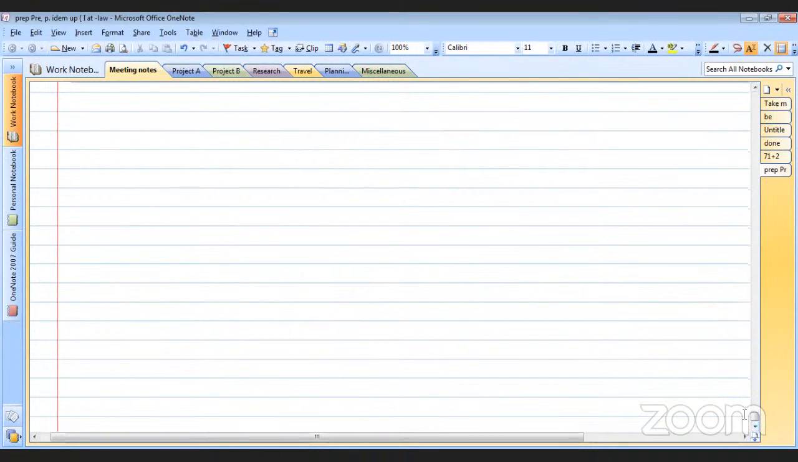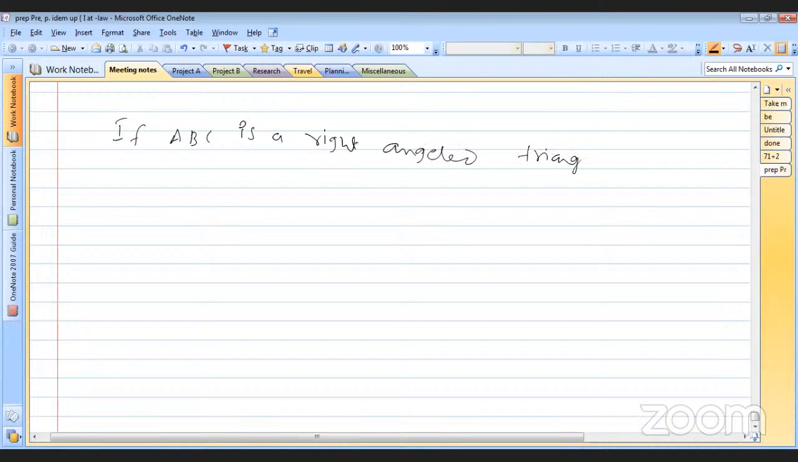One example we will take here. State the contrapositive of the following: If ABC is a right angled triangle with B 90 degrees, then |AB|² + |BC|² is equal to |AC|². So ABC is a right angled triangle with B 90, AB² + BC² is equal to AC². So the solution we have to write here.